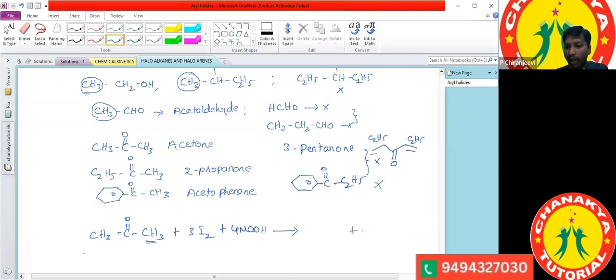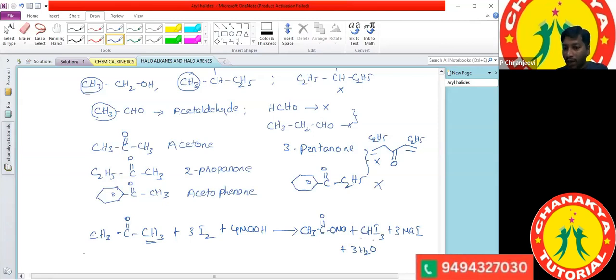What is the molecular formula of the iodoform? CHI3. And the CH3CO group, CH3 C double bond O, is converted into ONa. Then the remaining 3 moles of sodium iodide and 3 moles of H2O are going to be formed.